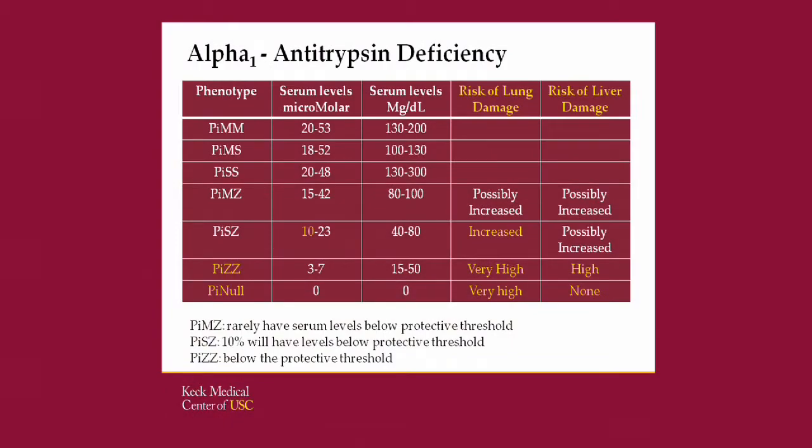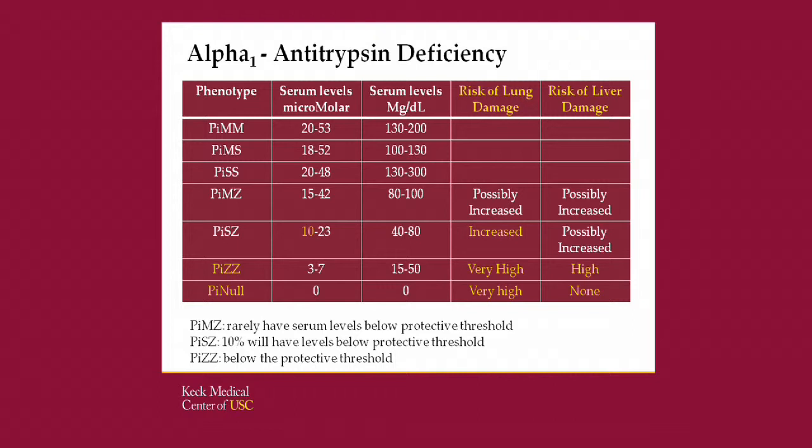So what do these all mean? The PIZZ, the PINOs. Normal population, PIMM. And if you look, this number here, this 10, this is the value of the levels, that antitrypsin, or alpha-1 levels that we talked about initially, the antiprotease. You need to have a protective threshold above a certain number. 11 is the magic number. So someone who has got PISZ in the intermediate, there is increased risk for damage to their lungs, possibly their liver.